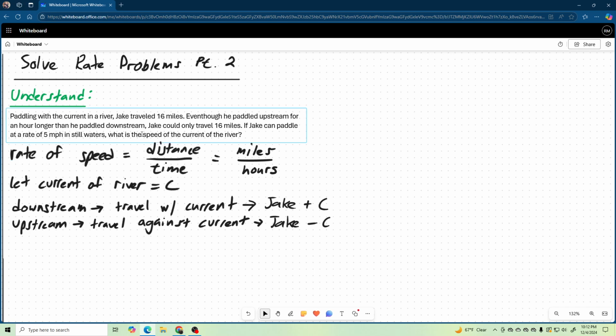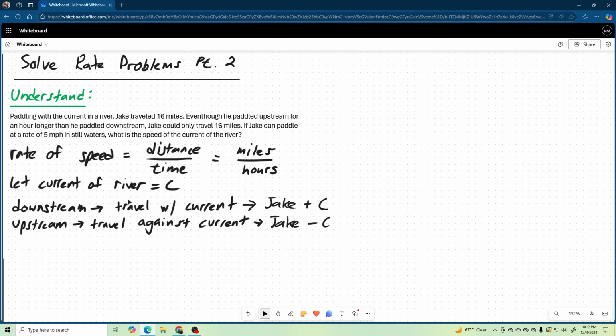So in this case, Jake is traveling in a river, right? And he paddled upstream for an hour longer than he paddled downstream. So in this case, we're going to let the current of the river equal c, because that's the thing we don't know. We know Jake can paddle at a rate of 5 miles an hour, right? So we know how fast Jake can do it. We also know how far he traveled total, right? We know the amount of time. The only thing we really don't know in this case is the current of the river, which is the challenging part of the problem.